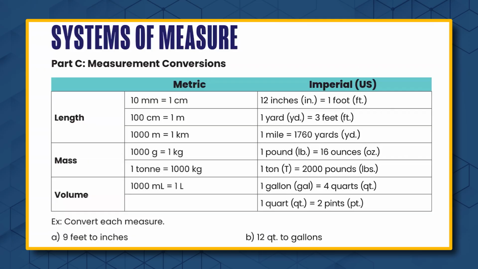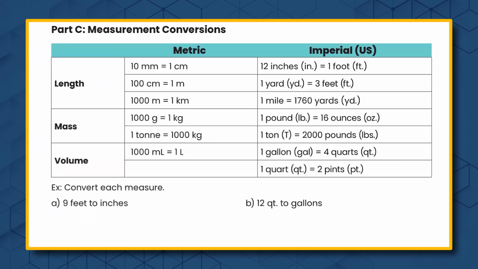In the imperial system, for length, we might use units which include inches, feet, or even miles. For mass, we might use pounds or ounces. And for volume, we might use gallons or quarts. Now, it's useful to know how to convert within each of these two different systems. So let's take a look at how to do that with our examples.